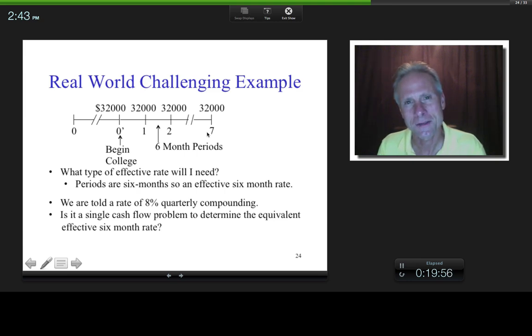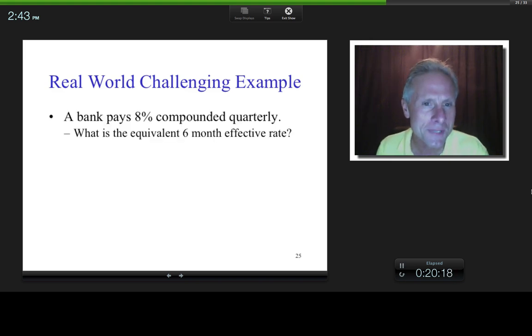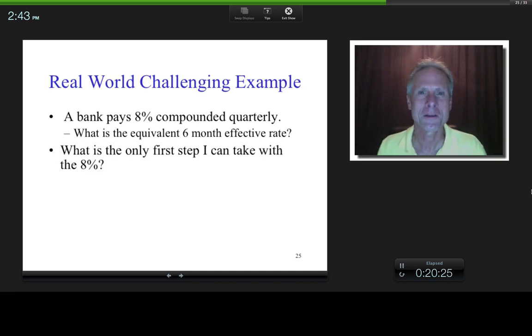It is, right? Now again, I would encourage you to try this on your own. And there's the answer, 4.04%. So, again, I'll go over it. But if I were you, I'd pause and try it on your own, and then check what I've got. So let's go ahead and figure it out right now. So a bank pays 8% compounded quarterly. What is the equivalent 6-month effective rate? Now again, what is the only first step that I can take with that 8%?